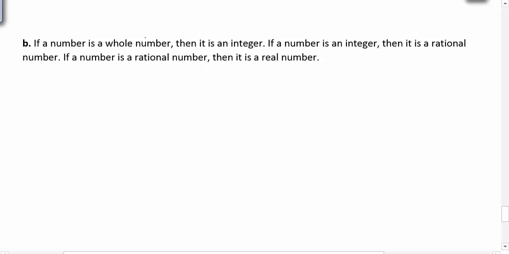If a number is a whole number, then it's an integer. If the number is an integer, then it's a rational number. And we're going to add one more. If it's a rational number, then it's a real number. Okay, so we've tied together four statements. So what overall conclusion does it allow me to say?